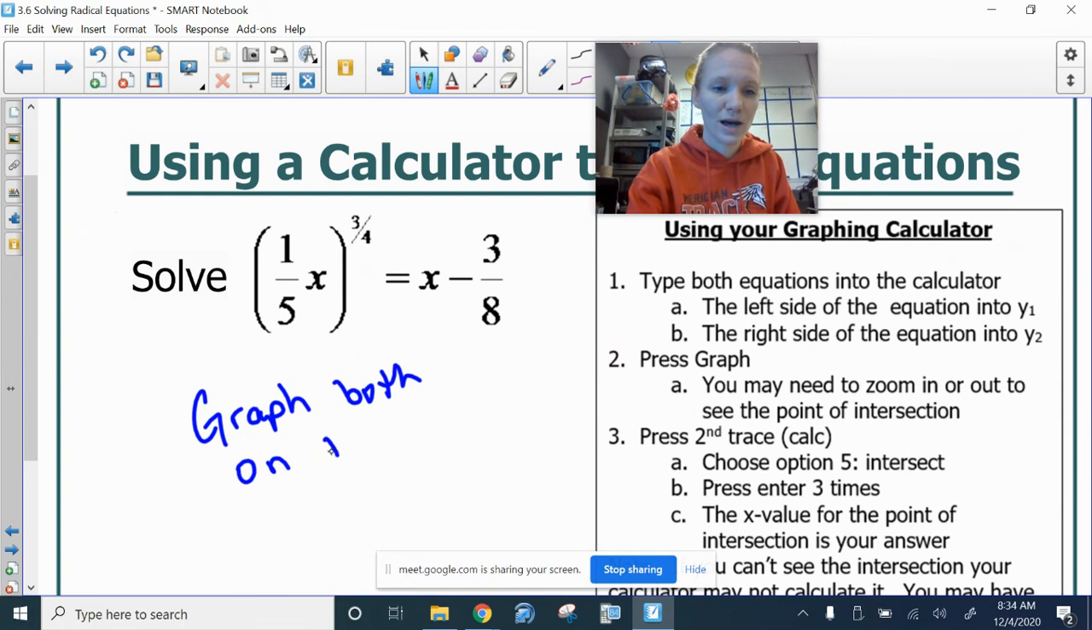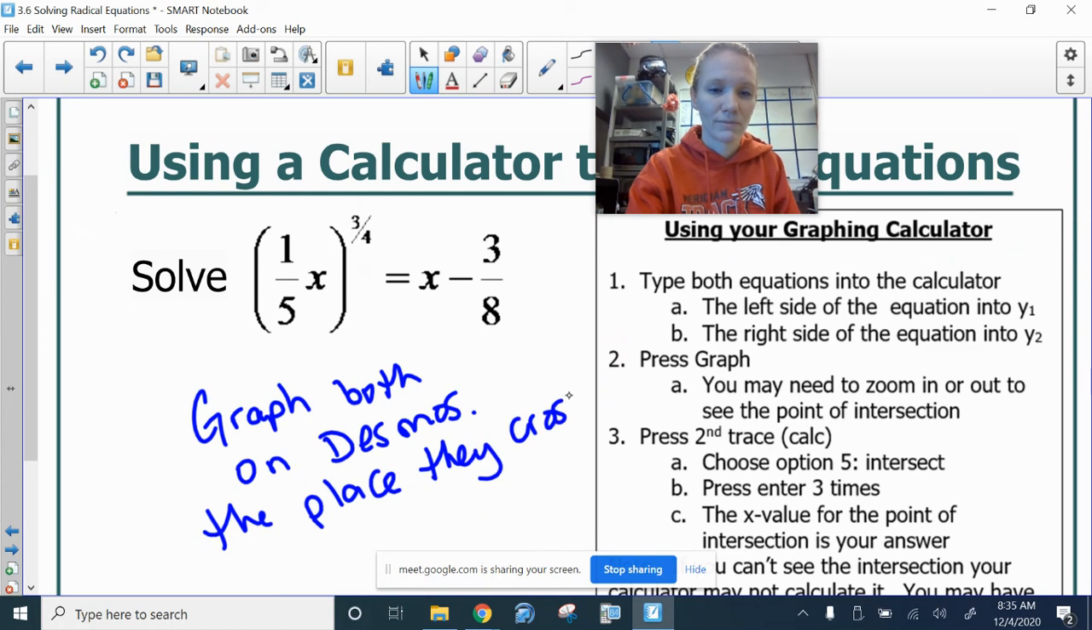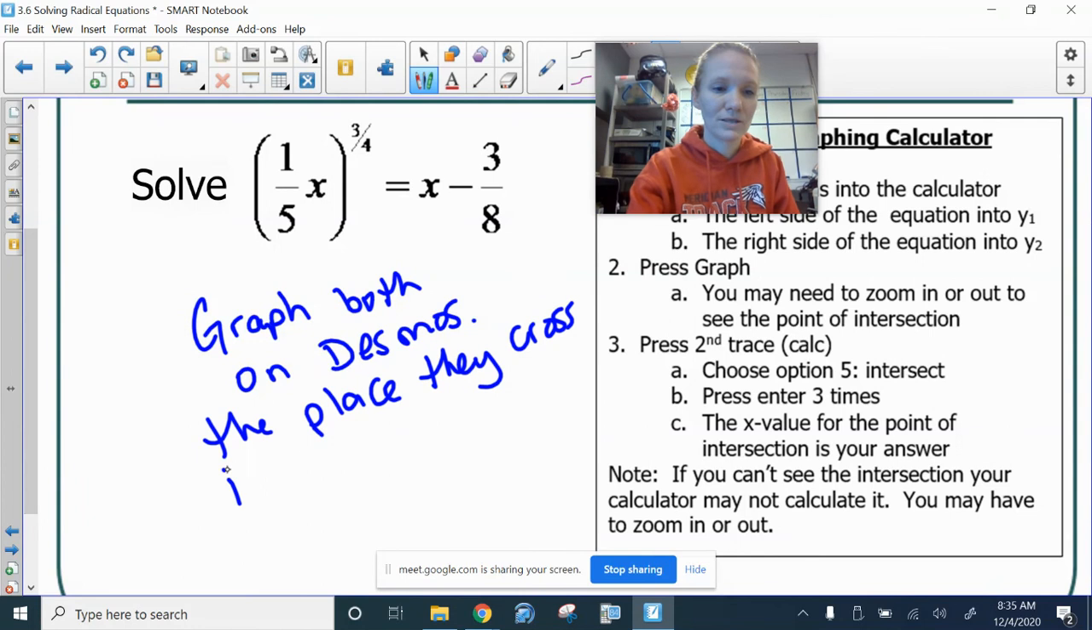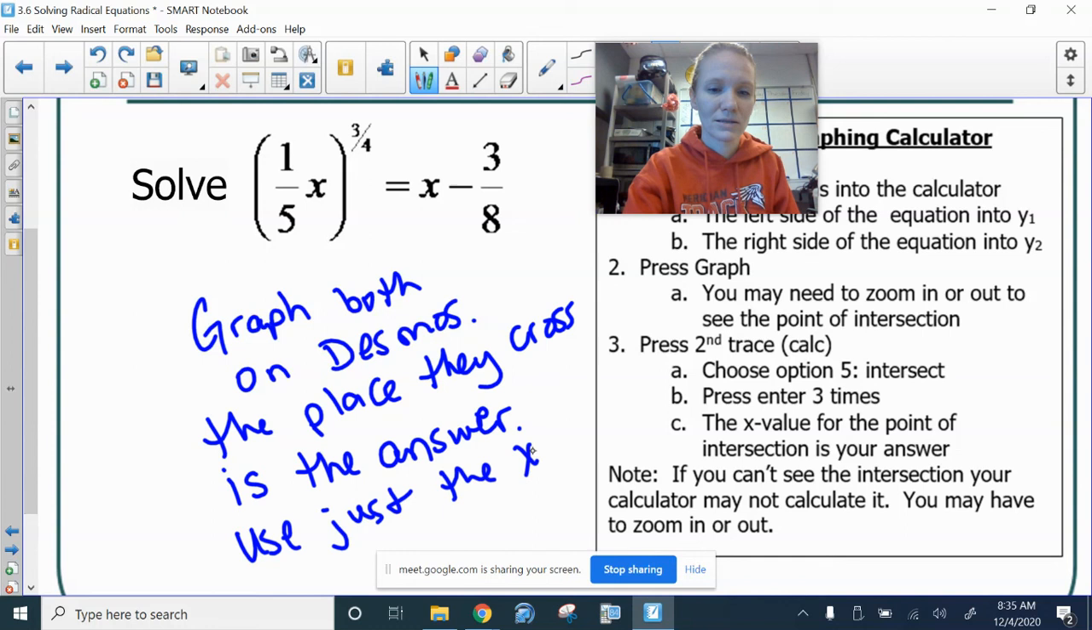So I'm going to write: graph both on Desmos. The place they cross is the answer. Use just the x value. So for us, x equals 0.57.